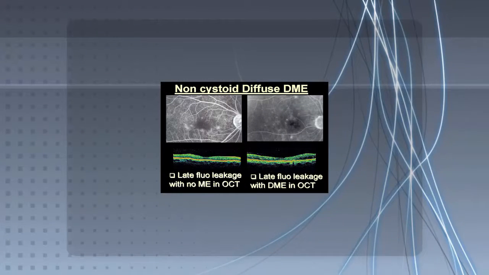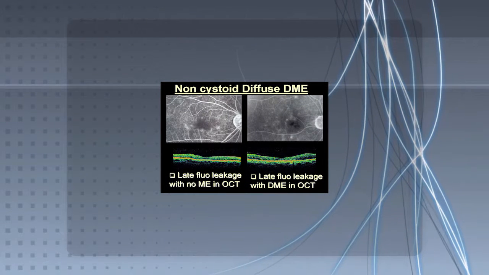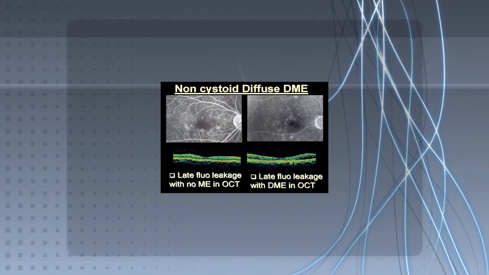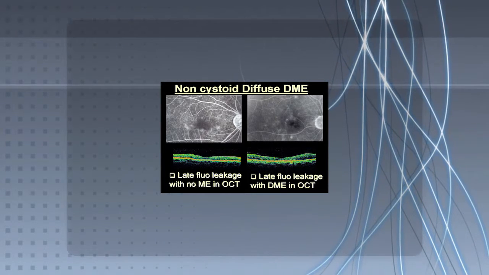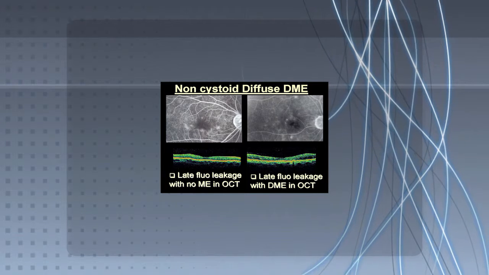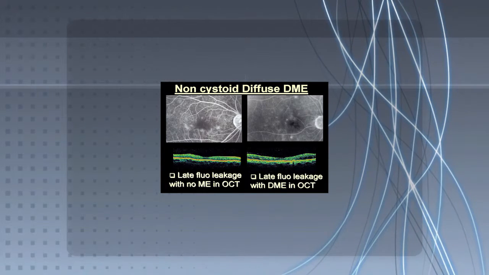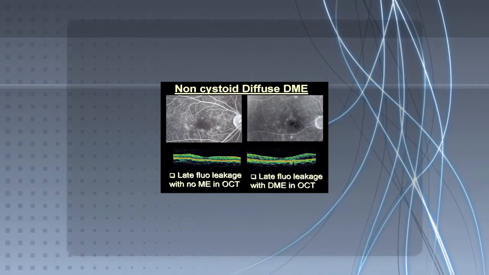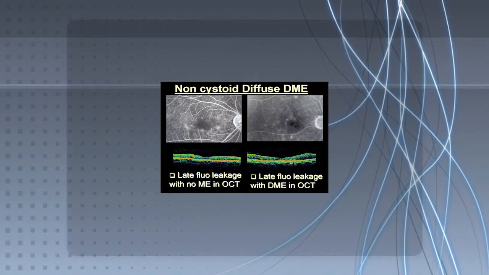The non-cystoid diffuse diabetic macular edema. With fluorescein angiography, the two pictures are close to each other. Which one makes edema? It was not clear. Is it really a leakage, or is it just staining in the late time of the fluorescein angiography? The OCT can answer you this question.